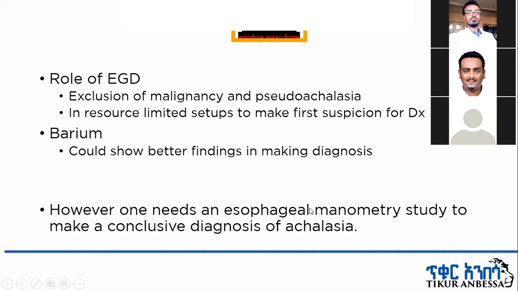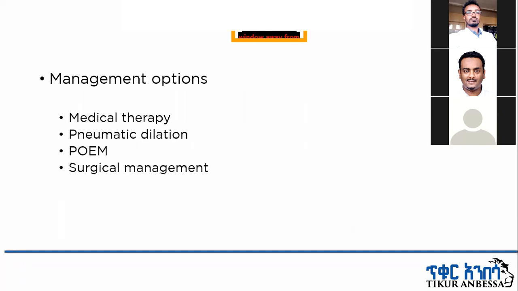So barium swallow study could show better findings, because it is a dynamic study, and the patients swallow the barium and the radiologist could see the food progressing down. But regardless, in standard practice you need esophageal manometry to at least classify which type of achalasia the patient is having. I mean, if it's advanced, then it might be quite obvious that this is achalasia. But in those patients with early forms of achalasia, you might miss it with an upper GI endoscopy.